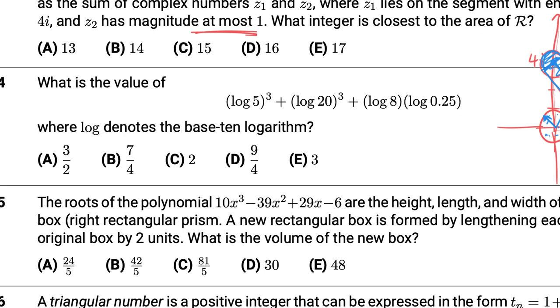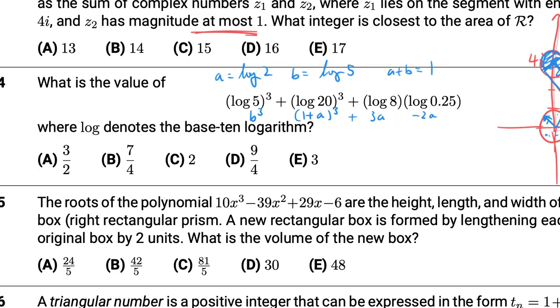So for this next one, we can use a fairly classic trick, which is to let a be log 2 and b be log 5. And we notice that a plus b would be equal to 1, as this is just log 10. And this is just b cubed. This is 1 plus a cubed, because log 20 is just log 10 plus log 2. And log 8 is log 2 cubed, so that's 3a. And log 0.25 is log 2 to the negative 2, so that's negative 2a.